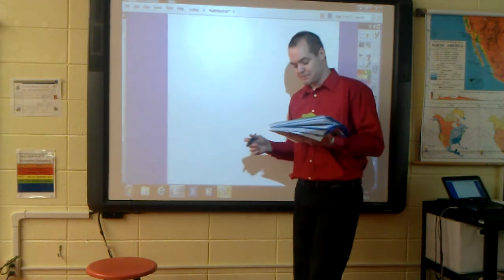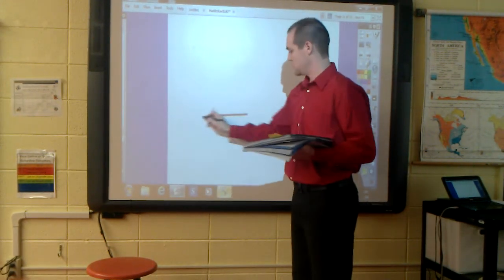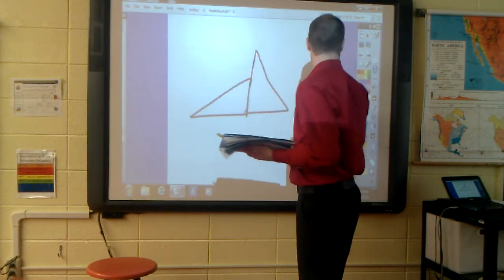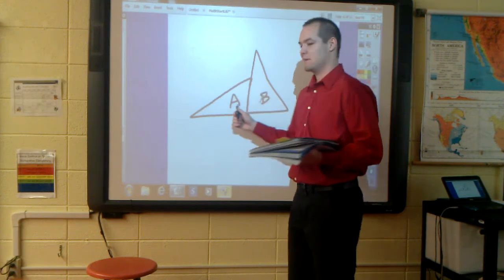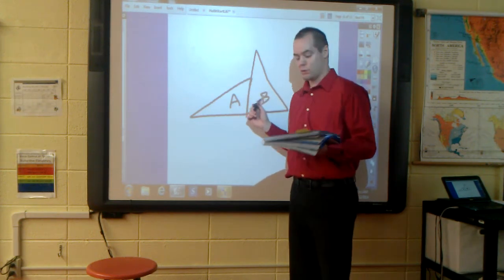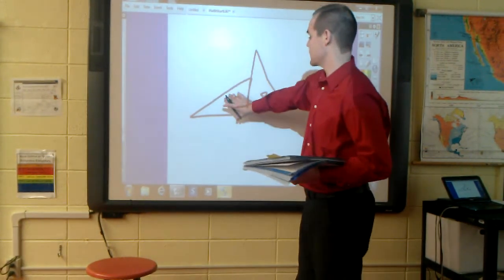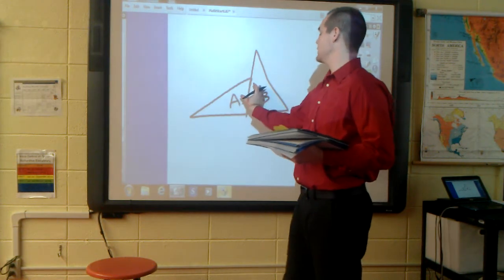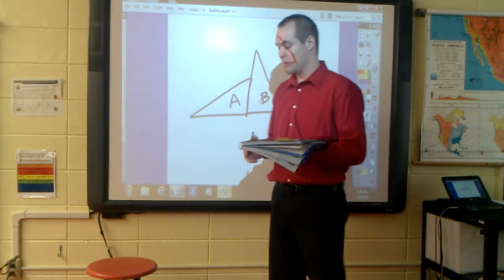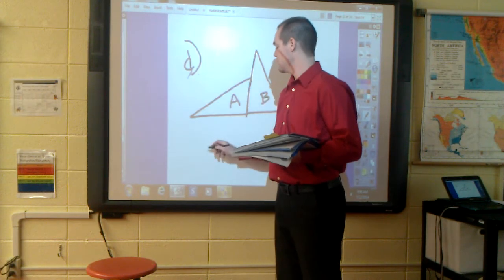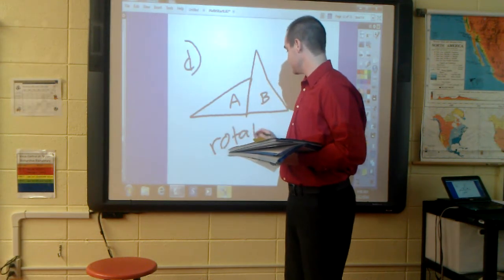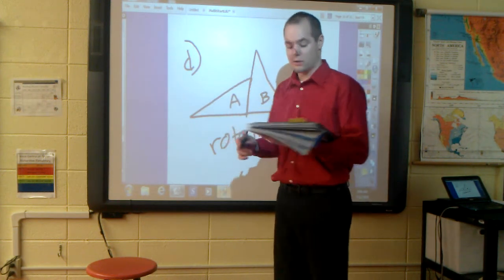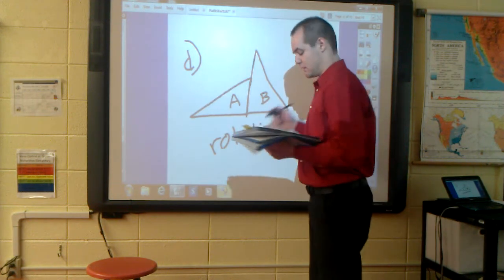Okay, practice problem D. The shapes look like this. How do we show triangle A is congruent with triangle B? Well, we take our triangle A and we rotate it 90 degrees in a clockwise direction. But the only thing you need to write down for letter D is rotation. All we're doing to show that triangle A is congruent with triangle B is using rotation.